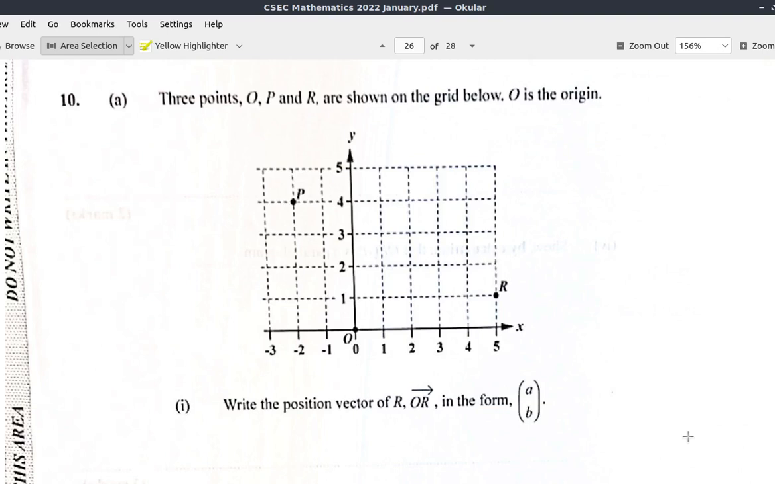Question 10 of the January 2022 CSEC Mathematics past paper. Part A says 3 points O, P, and R are shown on the grid below. O is the origin. Write the position vector of R, OR, in the form A, B.